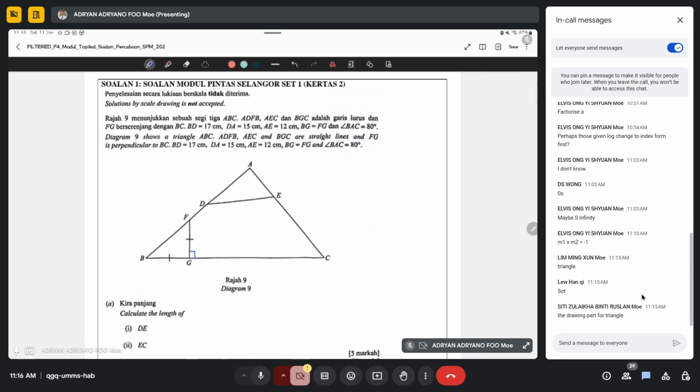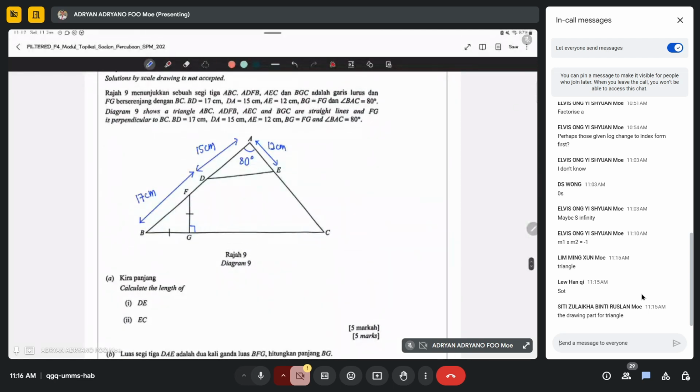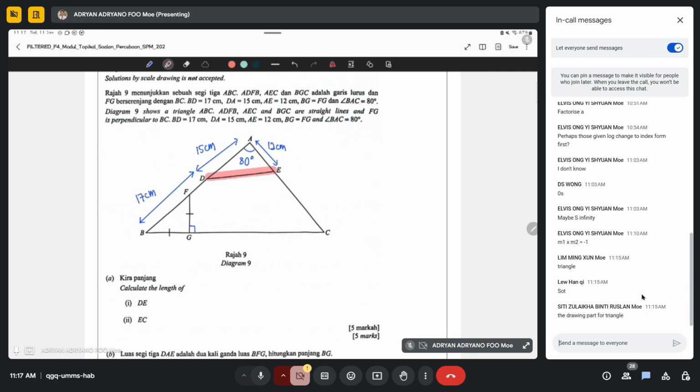BD is 17 cm. DA is 15 cm. AE is 12 cm. BG, FG, and then angle BAC equals 80. So this is the information I have. Now I'm asked to find DE. So how do we find DE?